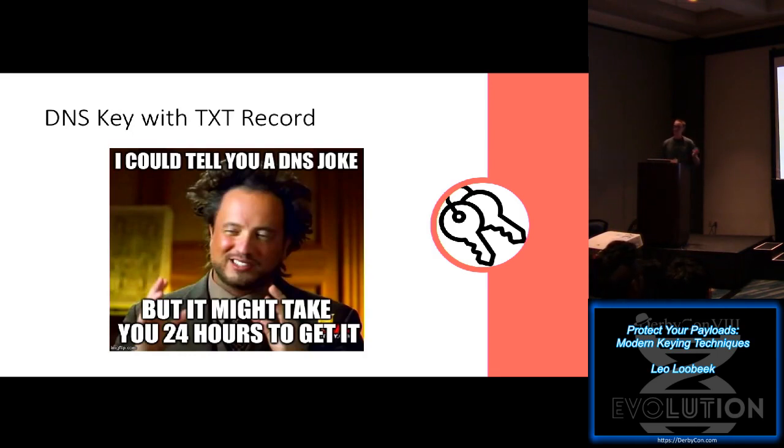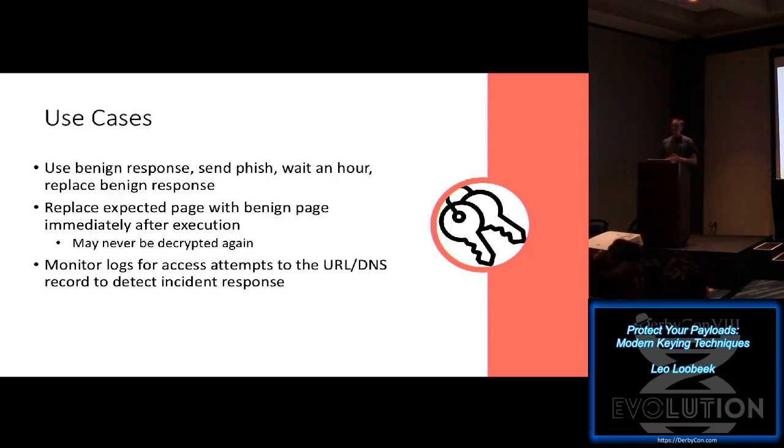So DNS key works the exact same way. Obviously, you just have the payload make a DNS TXT request, get the response, hash the response, and use that as the key. So use cases, similar to the HTTP key module for Veil, you could use it to get around sandboxing. You'd basically encrypt your payload. You'd set up your HTTP server to always send back that benign response. So you'd send the phish, wait an hour, the sandbox is going to be making requests, all these different analysis tools are going to be making requests. And then hopefully, after an hour, the user clicked on it, and it's been pulling back the whole time. You replace that with the expected response. And the payload will execute, and hopefully that'll get you around sandboxing.